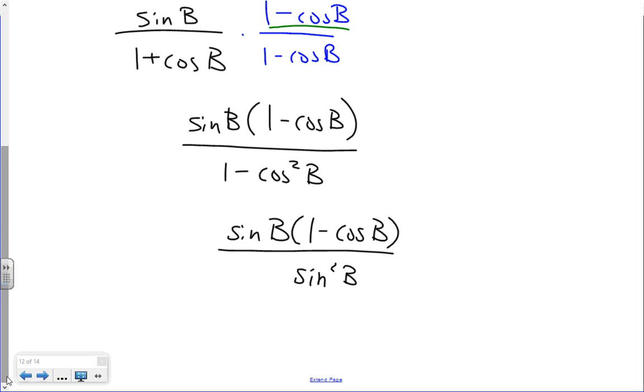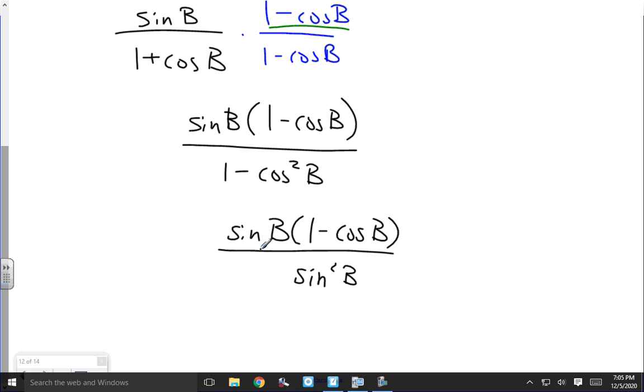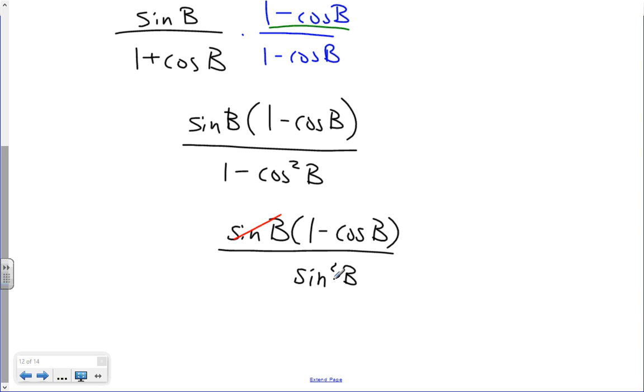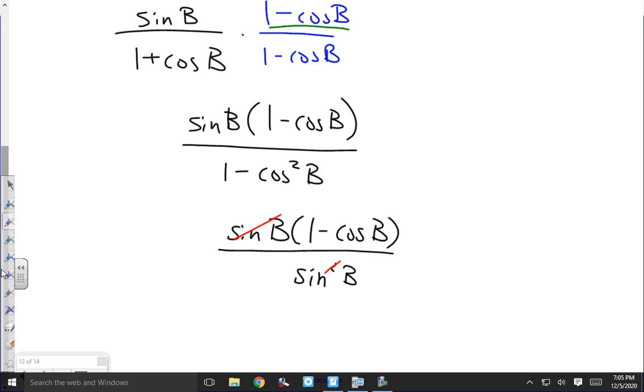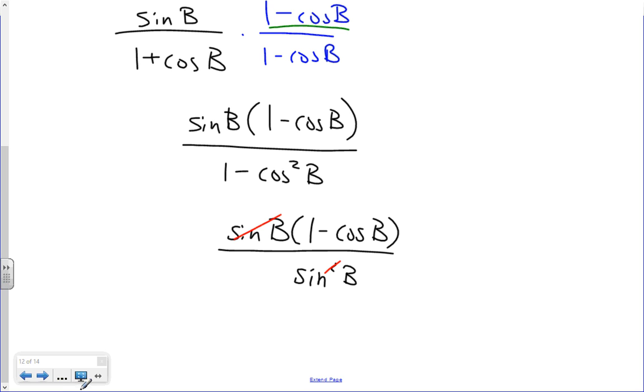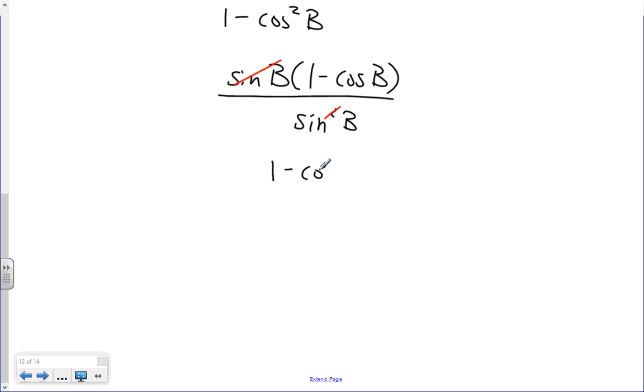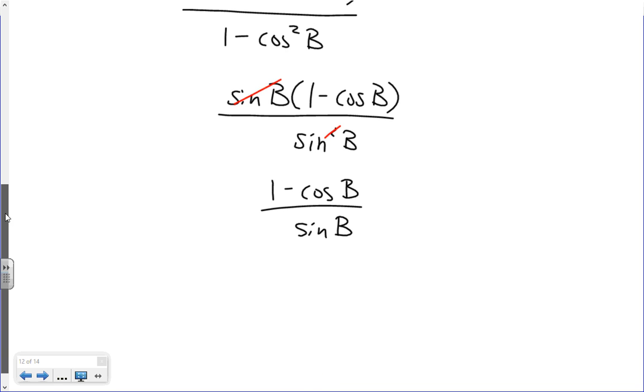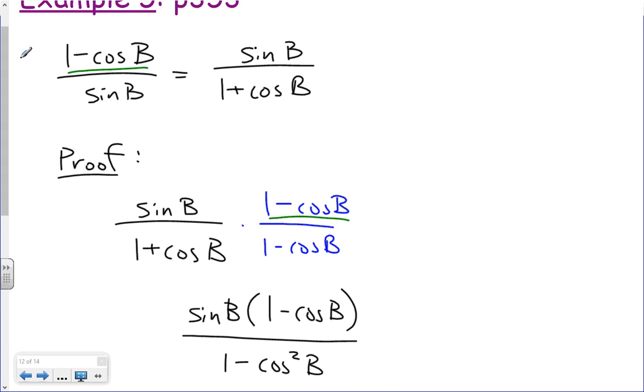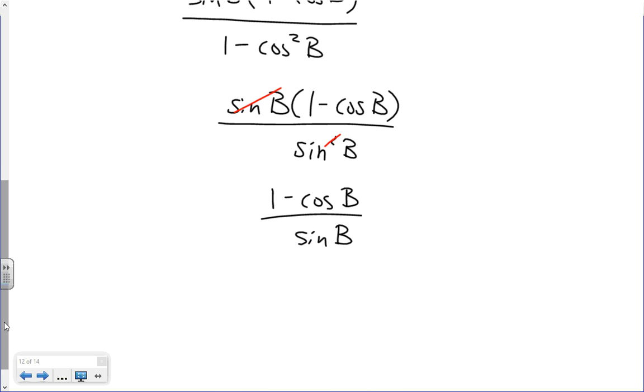And oh, I can actually cancel some stuff out now. I've got 1 sine of B in the numerator. I've got 2 of them here in the denominator, so I'll just cancel out that squaring there. And what do we end up with when we do that? I've got 1 minus the cosine of B in the numerator, and just the sine of B is all that's left in the denominator. Oh, and actually that's what we're looking for, right? I go back up here to the top, over there on the left side, 1 minus the cosine of B over the sine of B. That's what we're trying to end up with. There we go. That's our result.